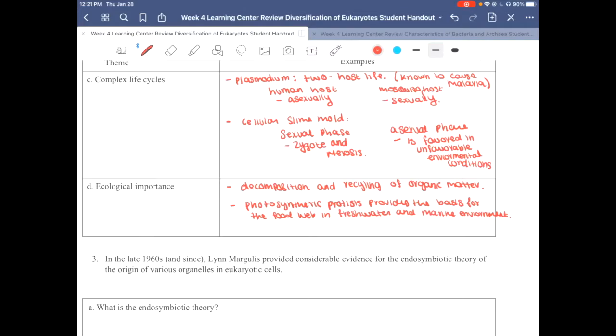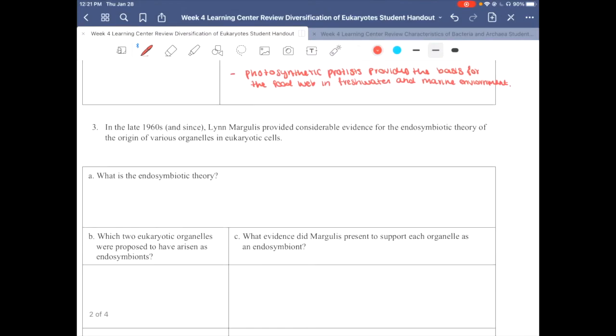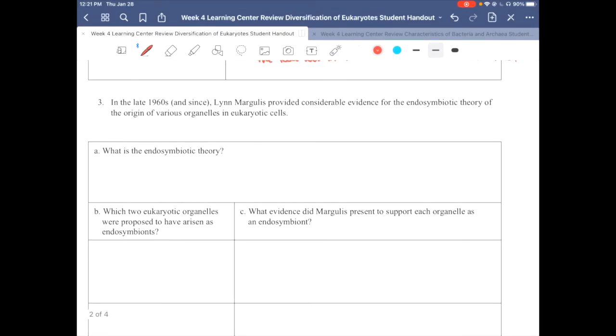All right, let's move on to the next question. So we're going to be looking at endosymbiotic theory and the origins of the eukaryotic cell. So can anyone tell me what the endosymbiotic theory is? A hint could be that our mitochondria came to us through endosymbiotic theory.